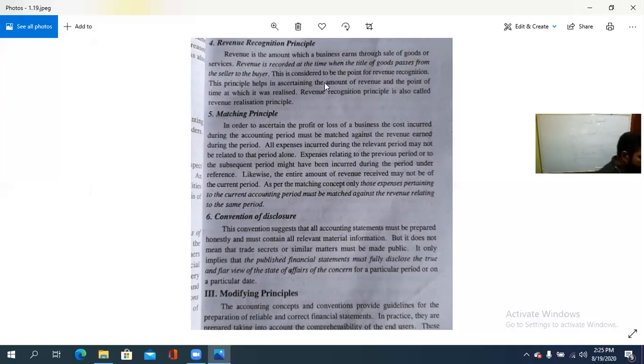ഈ വർഷം നടന്ന എന്തെല്ലാം റവന്യൂ റിയലൈസേഷൻ ഉണ്ടോ അത് ഈ വർഷം നടക്കുന്ന എക്സ്പെൻസുമായിട്ടേ താരതമ്യം ചെയ്യാൻ പറ്റുള്ളൂ, മാച്ച് ചെയ്യാൻ പറ്റുള്ളൂ. മുന്നേ നടന്ന എക്സ്പെൻസ് ആയിട്ടോ മുന്നേ നടന്ന റവന്യൂ ആയിട്ടോ അത് അങ്ങോട്ടും ഇങ്ങോട്ടും cannot be matched or compared. അപ്പൊ അതാണ് മാച്ചിങ് പ്രിൻസിപ്പിൾ. അതായത് current year's revenue should be matched with the current year's expenses incurred. അതാണ് മാച്ചിങ് പ്രിൻസിപ്പിൾ. ആൻഡ് കൺവെൻഷൻ ഓഫ് ഡിസ്ക്ലോഷർ.